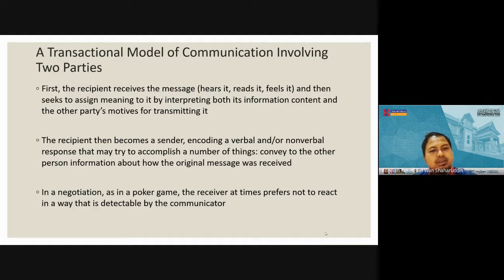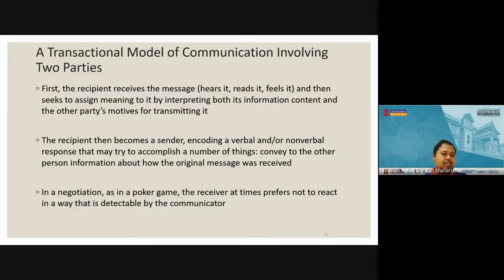Then the recipient becomes a sender, encoding the message. This is already put into the model. And verbal or non-verbal responses may try to accomplish a number of things, right? So you convey a message because the other person needs information that the original message was received. You want to be responsive, you want to respond, and you know how to respond as well.